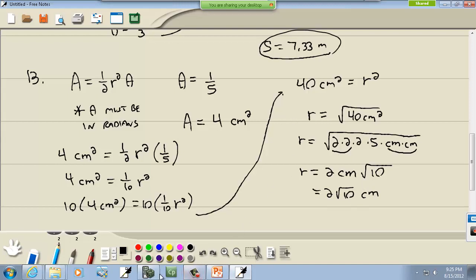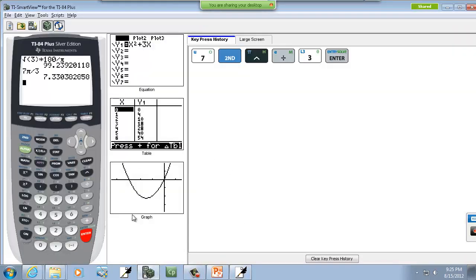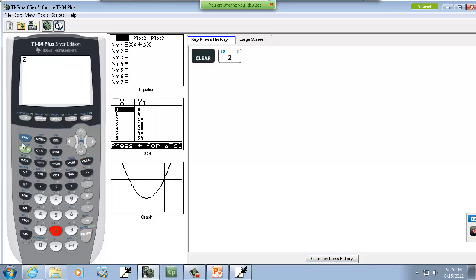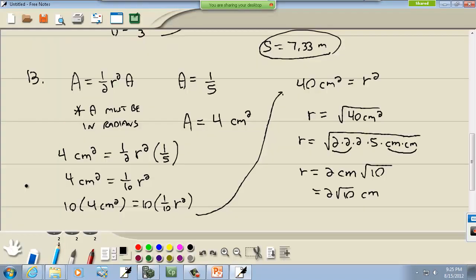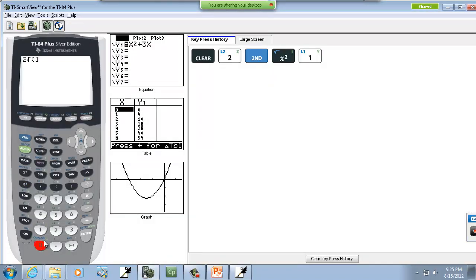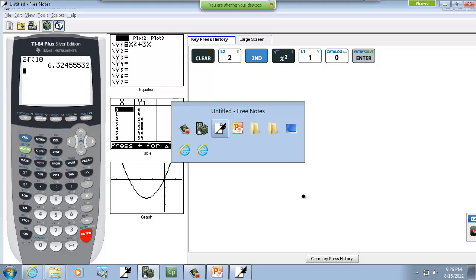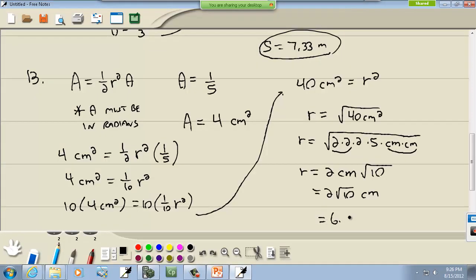But let's see what the calculator gives us. So I'm going to do 2, and then second x squared, and it's 10, and enter. And I think it's 3 decimal places, so 6.325 centimeters. And that's our answer.